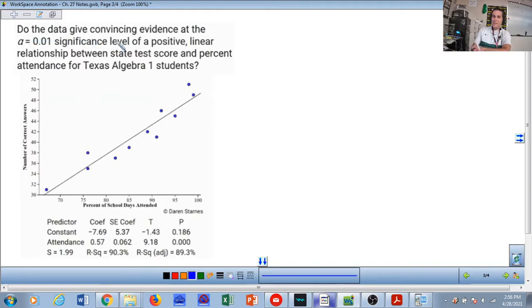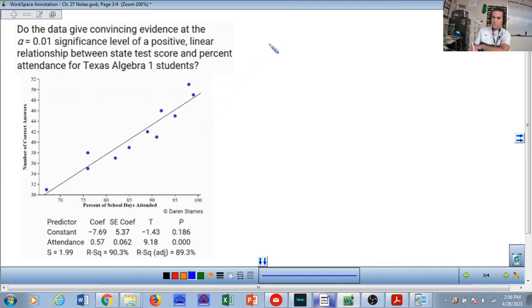Do the data give convincing evidence at the alpha of 0.01 of a positive linear relationship between state test score and percent attendance? This data was taken for some Algebra 1 students in Texas, and they found that the more you attended school, the more you got correct answers on probably state math tests. So they wanted to show that there's a relationship between attending school and your score on this math test. Now there's variation, we understand, but it looks like a nice positive pattern.